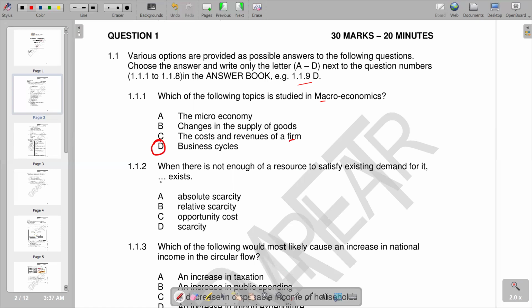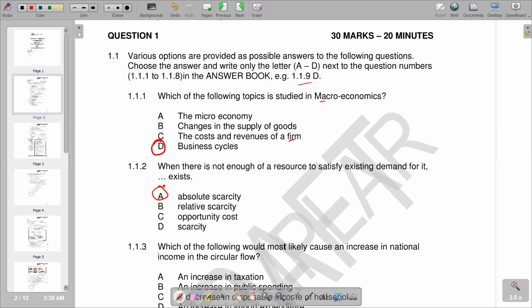Moving on to the next question, 1.1.2. When there is not enough of a resource to satisfy existing demand for it, dash exists. We have absolute. So I would say that according to the responses that we have, the correct answer there is absolute scarcity. Absolute scarcity basically is a condition where a resource is limited in supply. So this is exactly what we have in the explanation, that there is not enough of a resource to satisfy existing demand. So absolute scarcity.